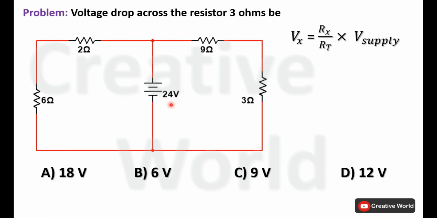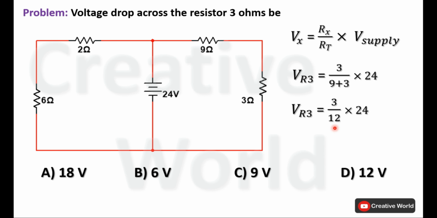In our case, supply voltage is 24 volt and Rx is 3 ohm, and the total resistance will be the sum of these two resistances. Place values into the formula. VR3, the voltage across the 3 ohm resistance, will be 3 multiplied by supply voltage 24 volt divided by the total resistance of this series network, that is 9 plus 3 ohm.